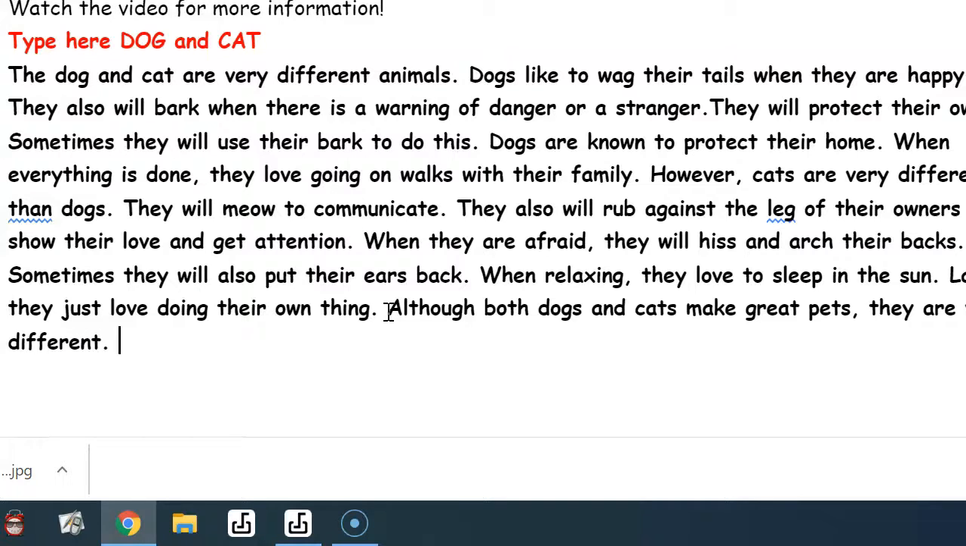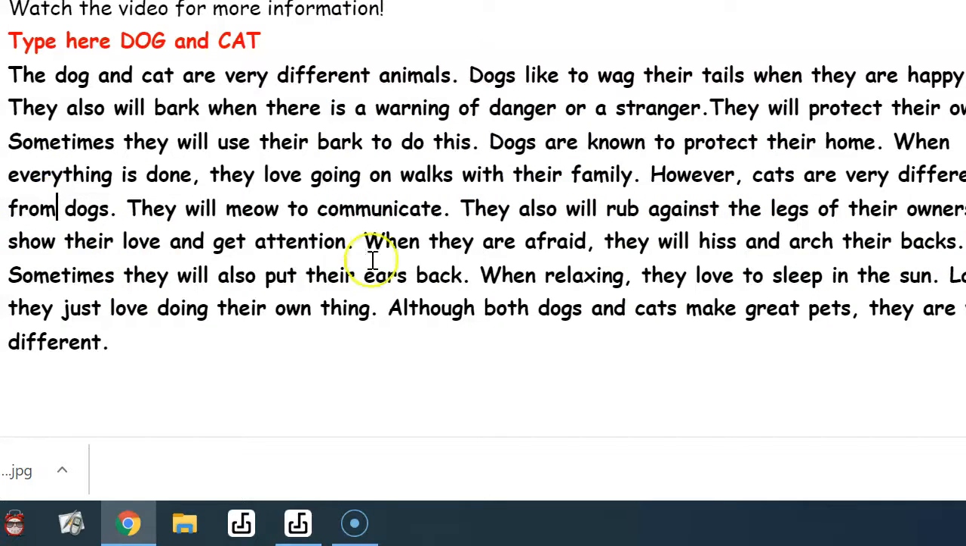Now, am I done? I'm done typing, but look at what I have. I have some underlines. They will also rub against the leg of their owners. I'm going to click on this one and see what they, oh, the legs of their owners than dogs are very different. Oh, different from dogs. Okay, good. I fixed my two underlines. So when I'm done like that, then I can go click that little turn in button at the top and turn it in.